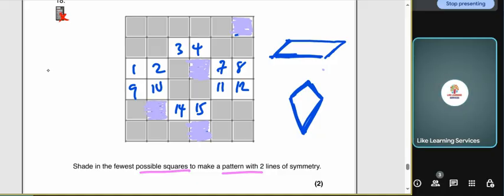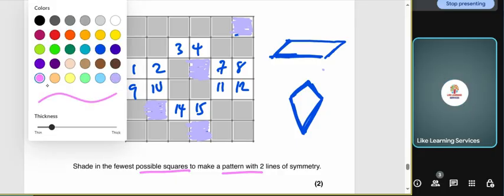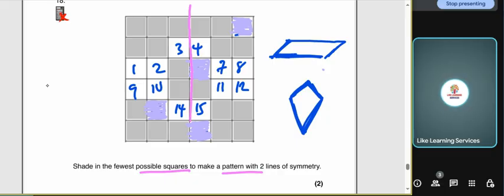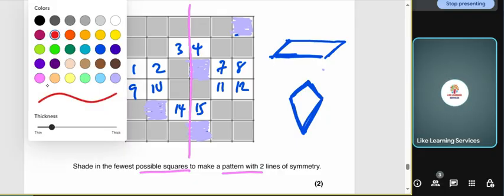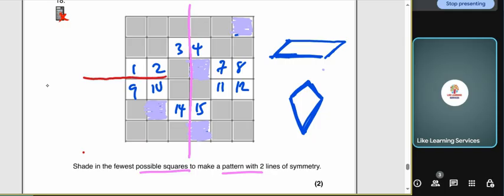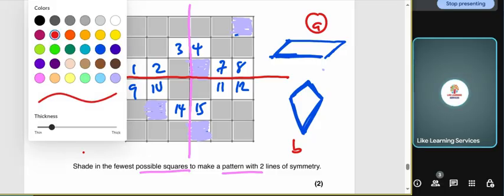Okay. So 2 lines of symmetry. You did this. Am I right? Yeah. And also this. That's correct. By the way, what's the name of this shape? Shape A and shape B. A is not a rhombus. All the sides are not equal. A is a parallelogram.